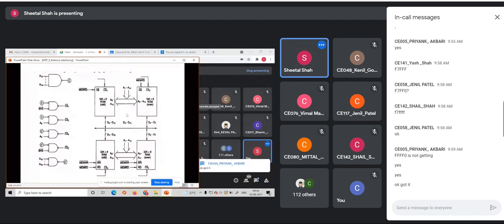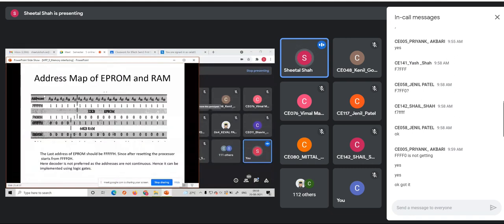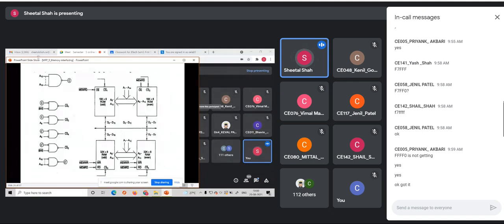Okay, fine. Now you can see that here it is given that if A15 to A19 are all ones, it selects the EEPROM, whereas if A16 to A19 are all zeros, then it would select the RAM. You can see that A15 to A19 are connected through this NAND gate. If all of them are ones, the output of this NAND gate would be 0. And as we know, all these chip select signals are active low.